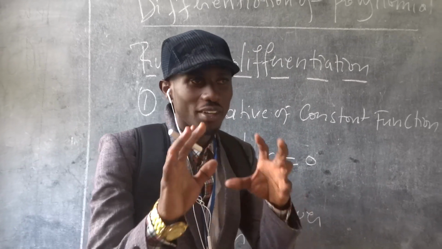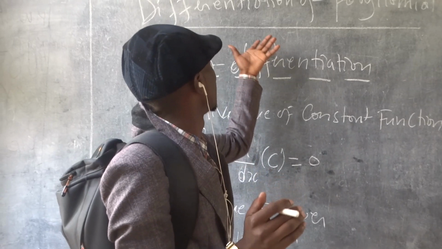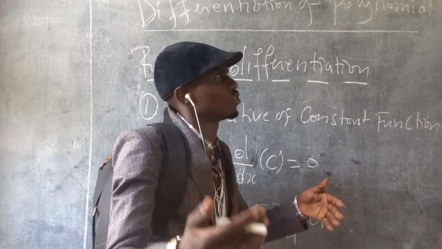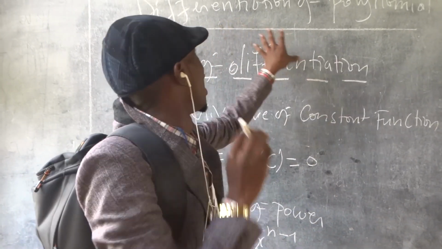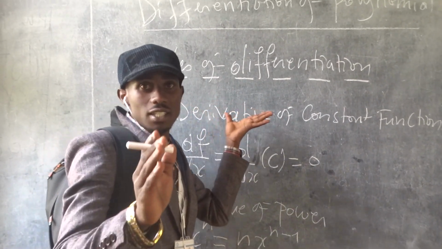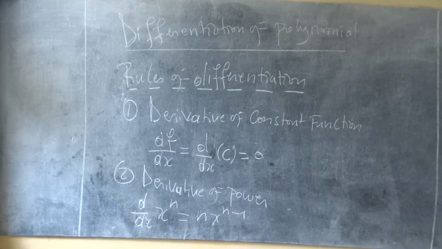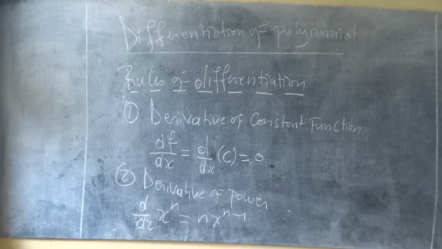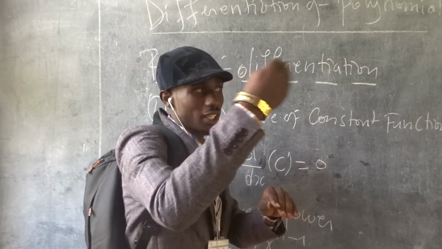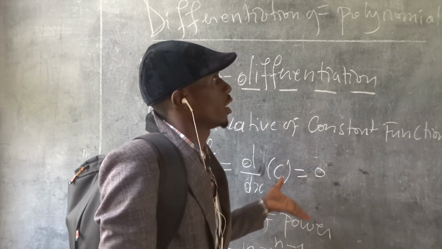Even for me, today we are going to focus on how to learn differentiation of polynomials. You have to revise how to differentiate polynomials. To differentiate polynomials, here we have the rules of differentiation. There are many rules for derivatives, but today we are focusing on two rules. After that, we will discuss other rules of differentiation.